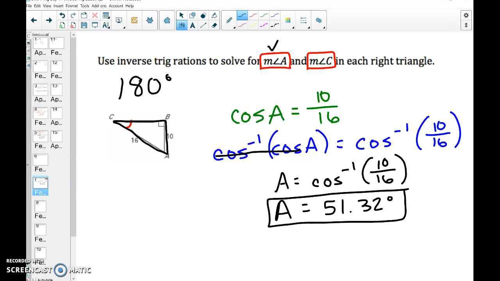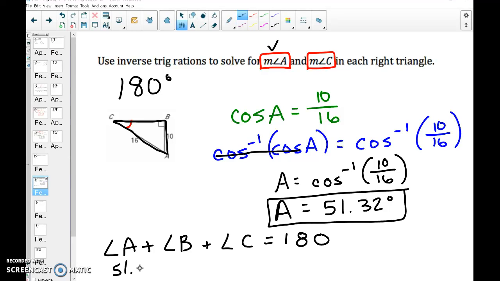180. That's awesome, because I don't have to do any trig to figure out angle C. Angle A plus angle B plus angle C have to equal 180. I just figured out angle A, 51.32. Look at angle B. What's that little square mean? 90. And I still need angle C.